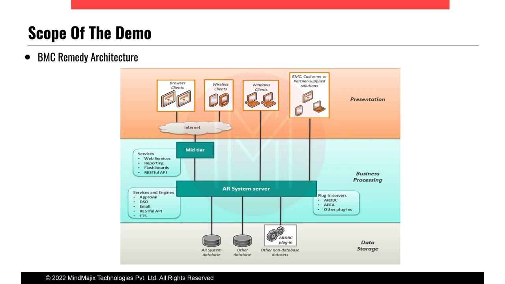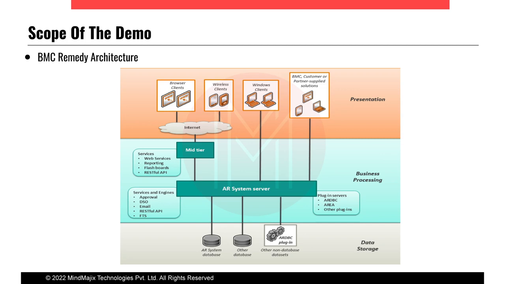If you see the diagram here, in business processing there are two components. This is specific to your Remedy: the mid-tier and the AR System server. The mid-tier is the one that actually takes the input from the presentation, does the translation, and then sends it to the AR System server. The AR System server is our business processing engine here.